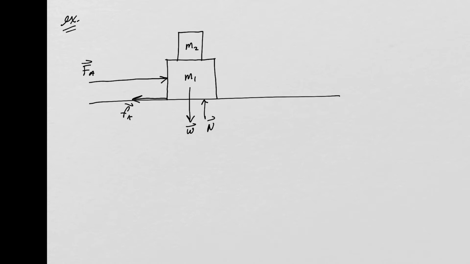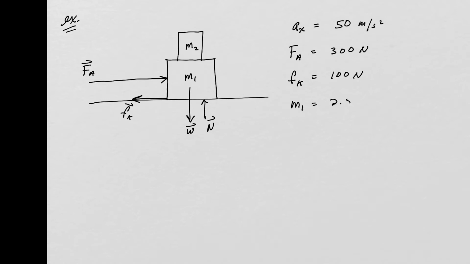Let's say you're told the acceleration of this system of the two objects, assuming they move together, is 50 meters per second squared. The magnitude of FA, the applied force, is 300 newtons, and the magnitude of FK is 100 newtons. M1 is 2.5 kilograms. And the question is, find M2. Let's say we don't know M2.